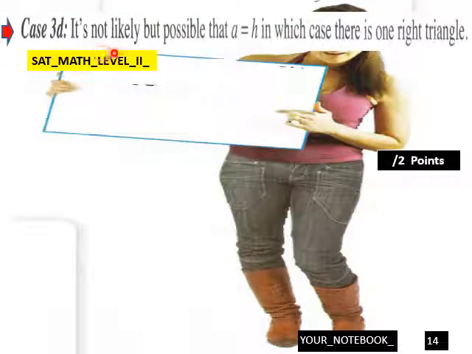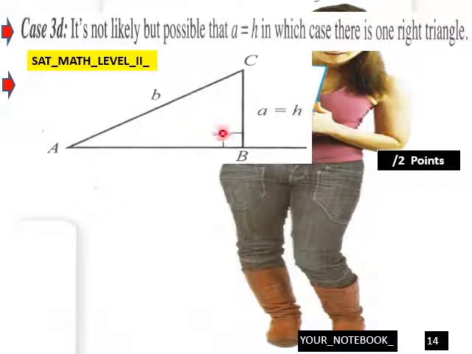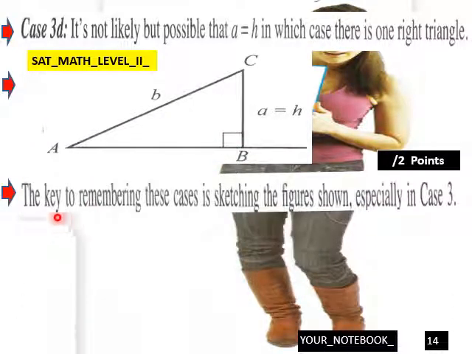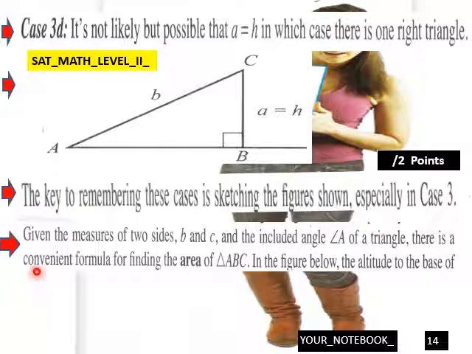Case 3d. It's not likely but possible that A equals H, in which case there is one right triangle. So here it is, A equals H, so you only have one triangle. The key to remembering these cases is sketching the figures shown, especially in case 3.